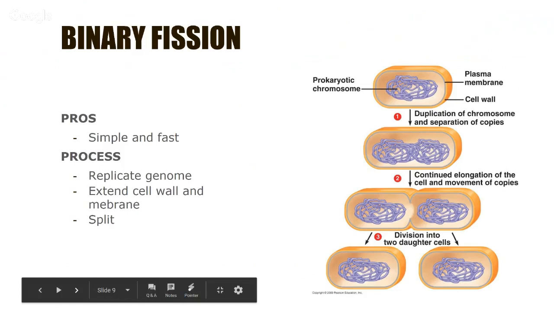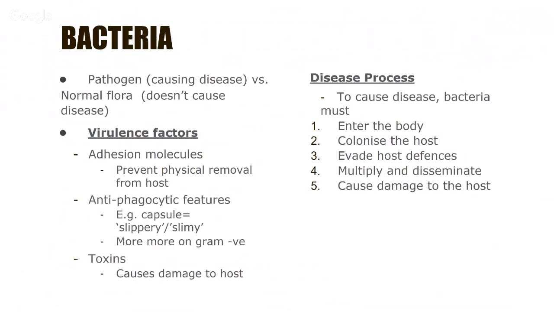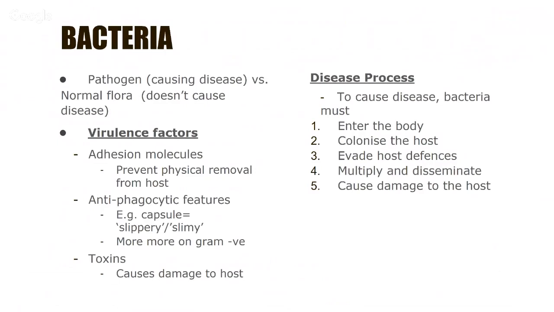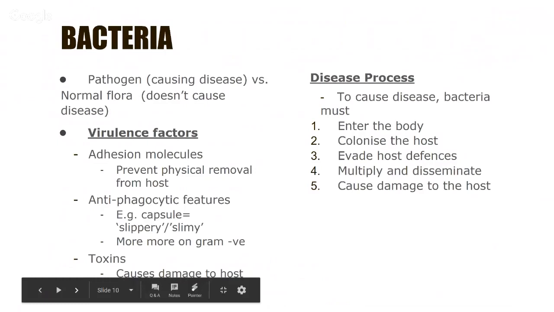Okay, so your bacteria have what's known as virulence factors, and these are basically certain specific features on your bacteria which help it cause an infection or to invade a host. These include things like adhesion molecules, which firstly prevent the physical removal of the host. So this helps bacteria to stick to your cell walls and cell linings.